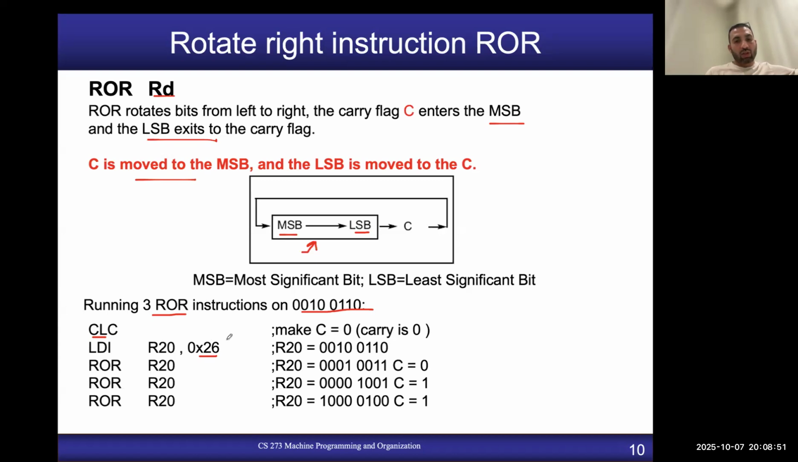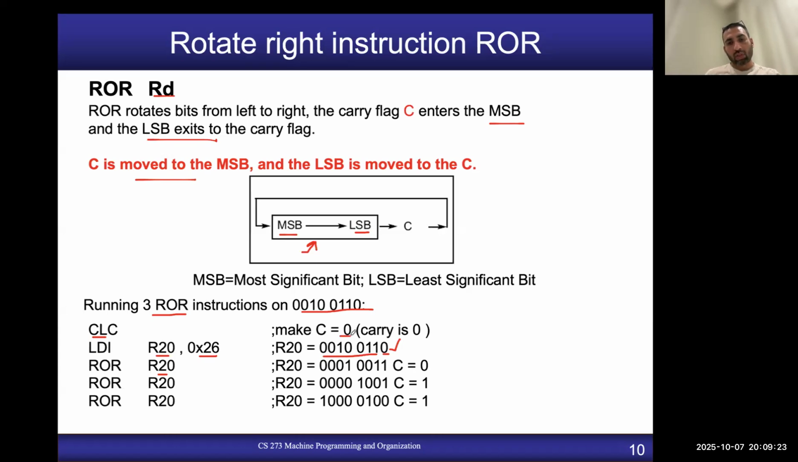So now C is equal to 0, then you load 0x26 into the R20 register, and now when you say rotate on right R20, remember, this is the value you have in R20. Now when you rotate it on right, this 0 will be moved into the carry, right? And all the other bits will be moved one position towards the right, and the older value of the carry will be placed in the most significant bit.